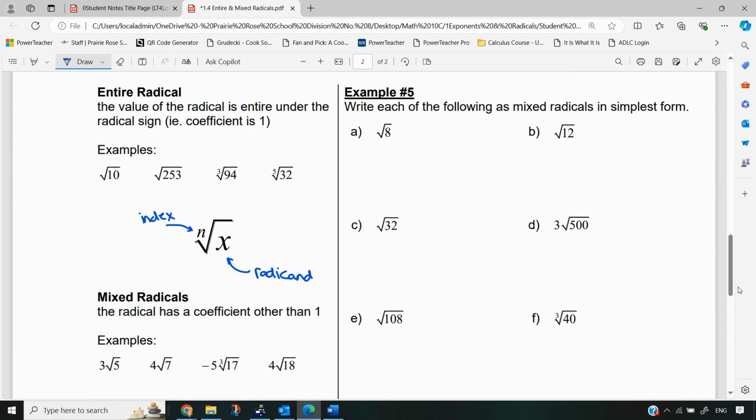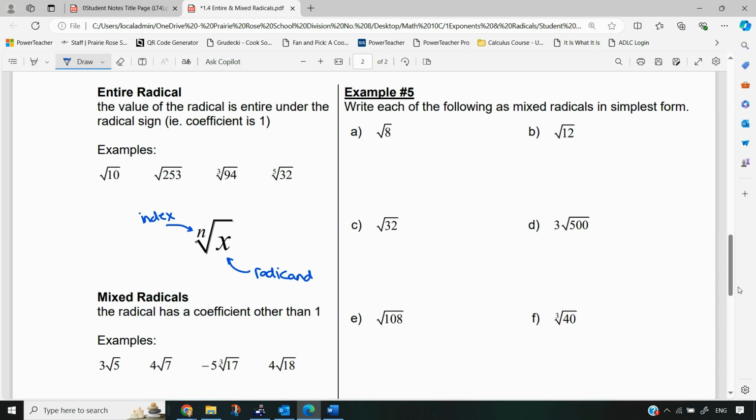The process of converting an entire radical to a mixed radical in simplest form is an essential outcome. You are going to see this throughout high school, especially in the Dash 1 stream, but you'll also see it in 20-2. If this is a concept that you're struggling with in any way, shape, or form, make sure to do some extra practice, reach out to your teacher, ask for help as you need. It's really important that you master this skill, as it's one that you're going to see quite frequently.